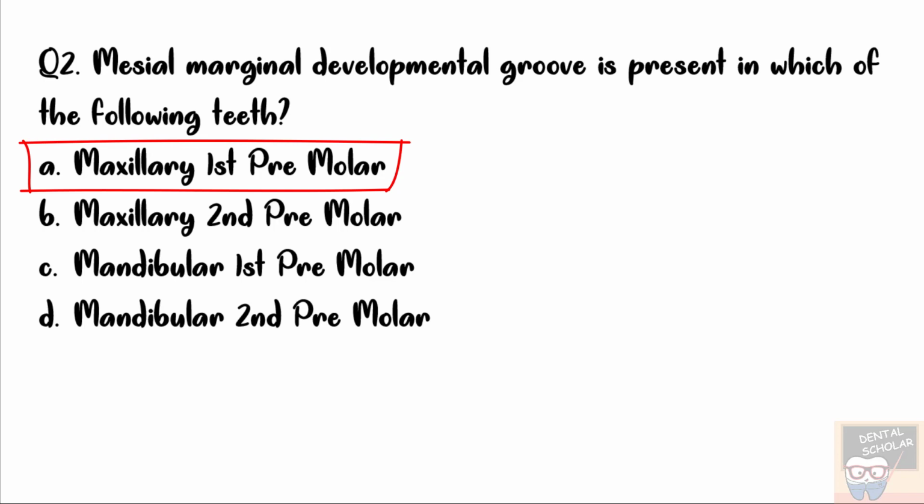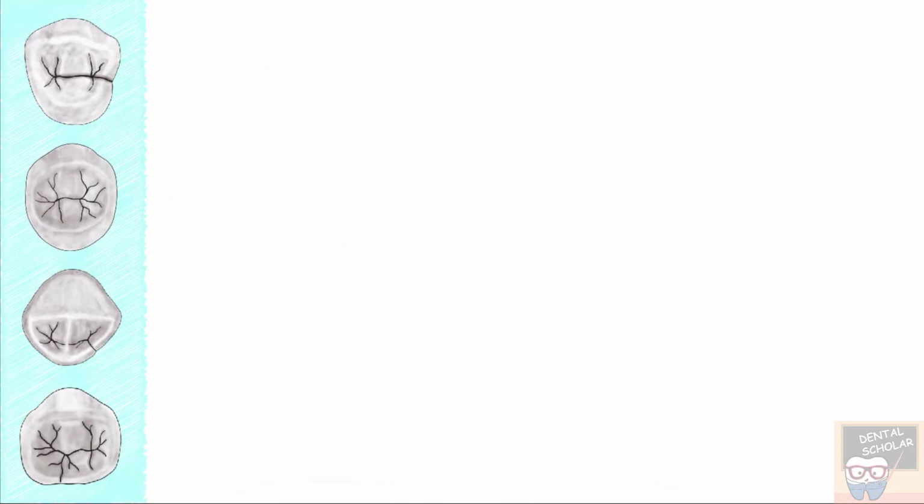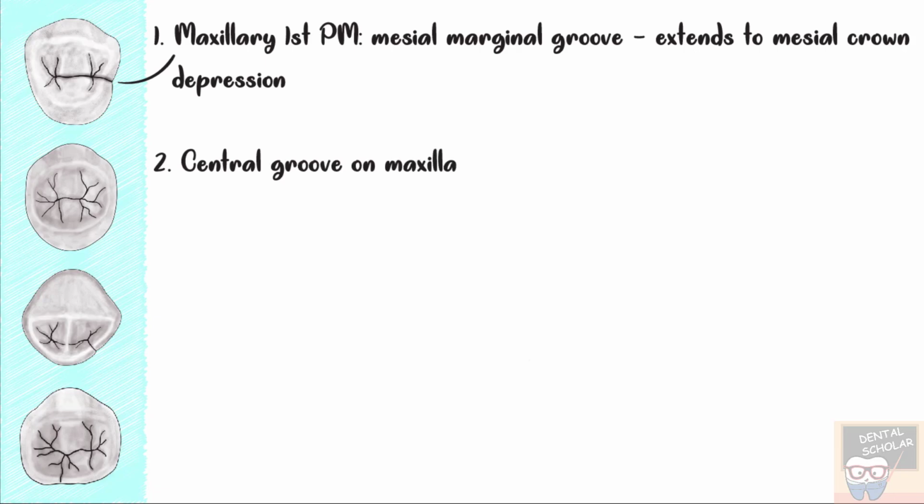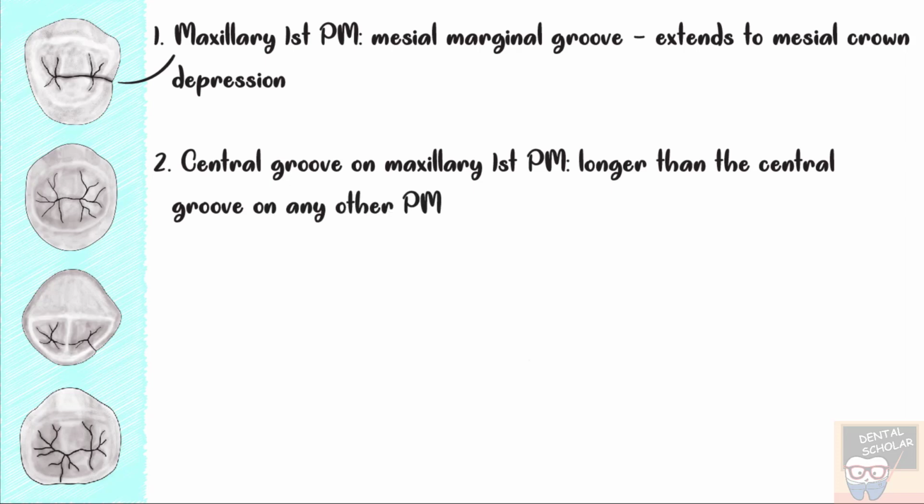Let me now tell you a few important points related to the grooves that are seen on premolars. The maxillary first premolar shows mesial marginal developmental groove and it extends to the mesial crown depression. So the mesial marginal groove starts at the mesial marginal ridge, extends downwards into the mesial crown depression, and from there it further extends on the root into the mesial root depression. The central groove on maxillary first premolar is longer than the central groove on any other premolar.